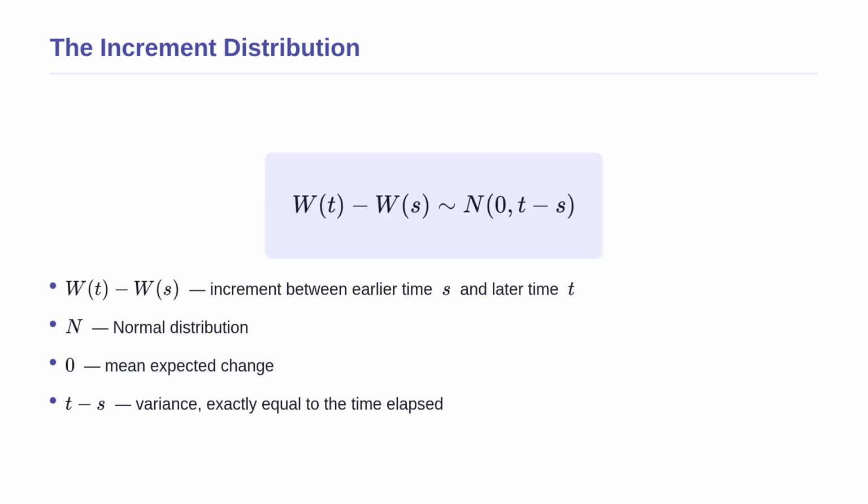This brings us to the most important defining property of the entire topic. This formula describes the increment, which is simply the change in value between an earlier time s and a later time t. The symbol ~ means "is distributed as," and N stands for the normal distribution. The 0 is the mean, meaning the process is equally likely to go up or down. The variance is exactly t minus s, the amount of time that has passed. This is crucial. It means the future becomes more and more uncertain the further out we look, because the variance grows exactly with time.